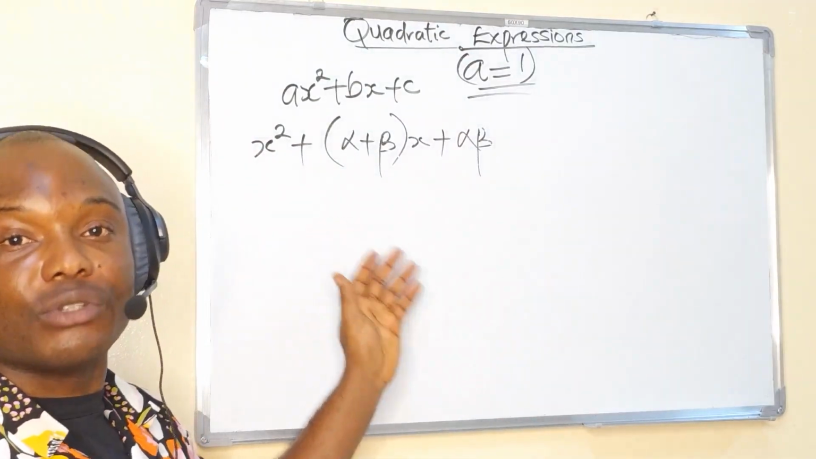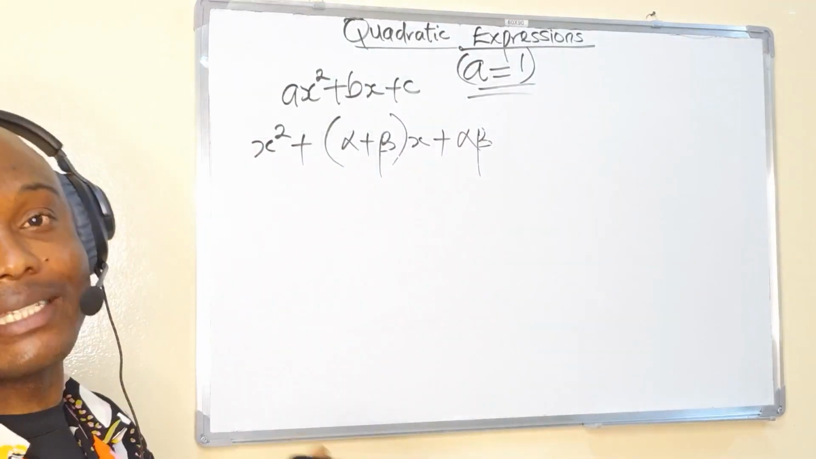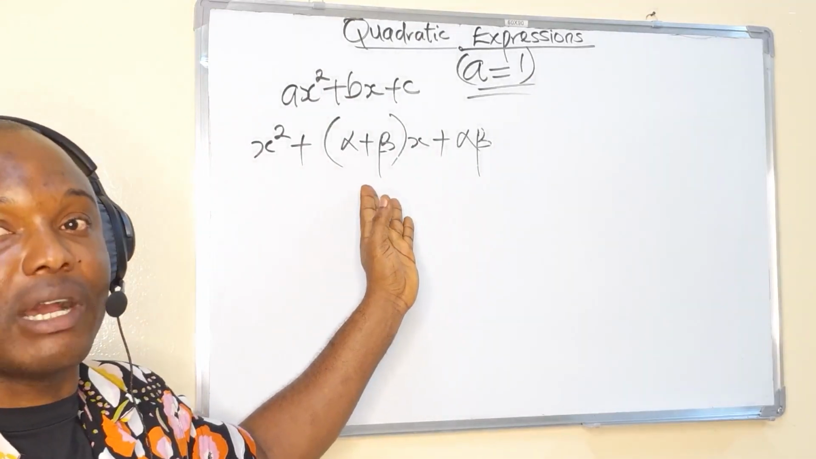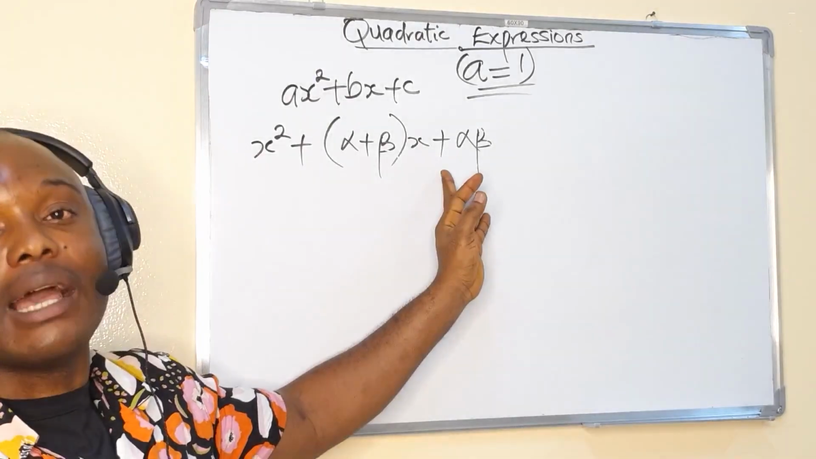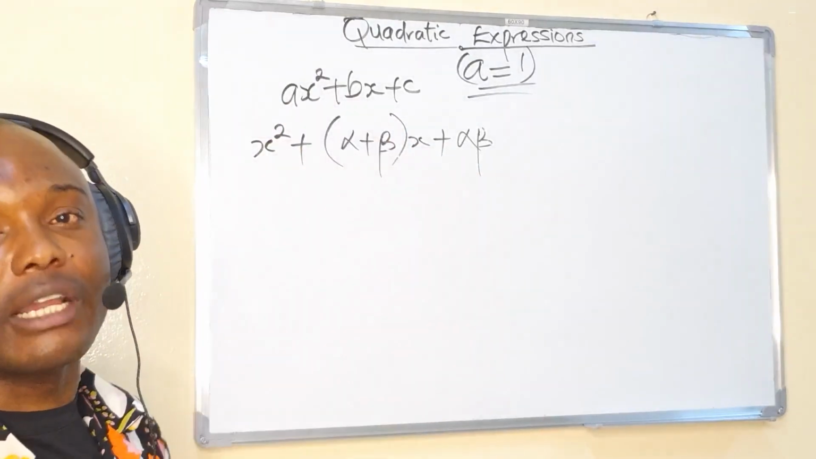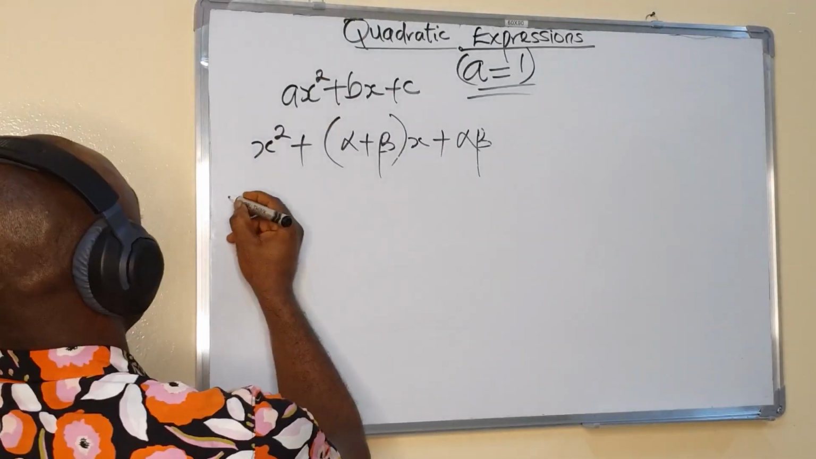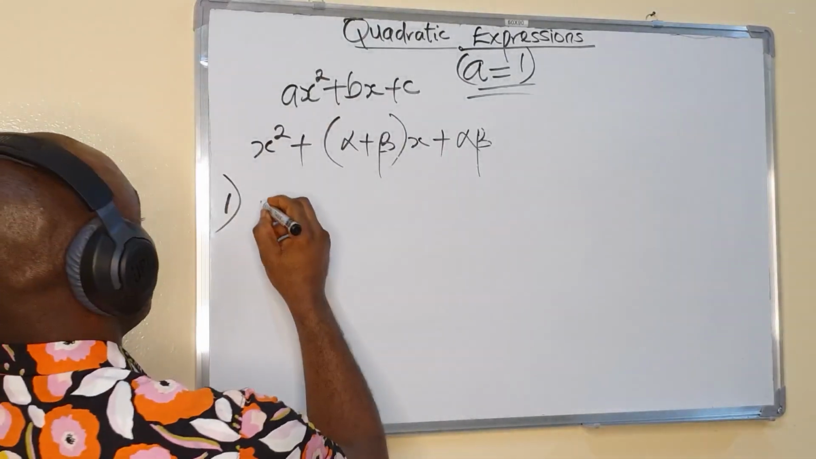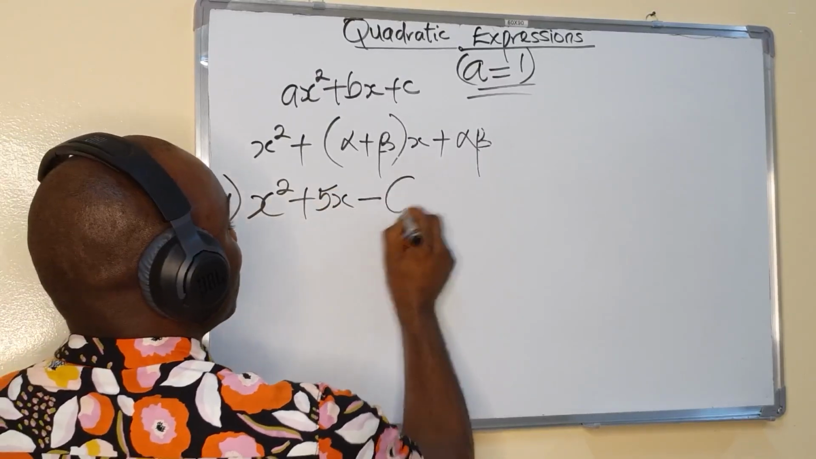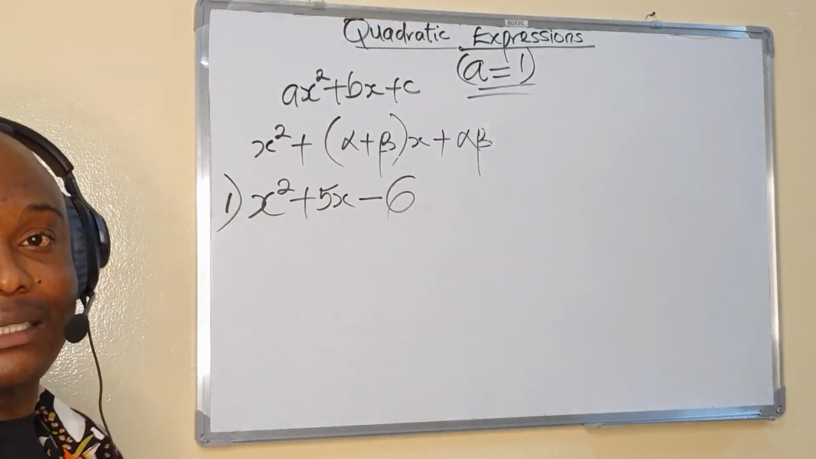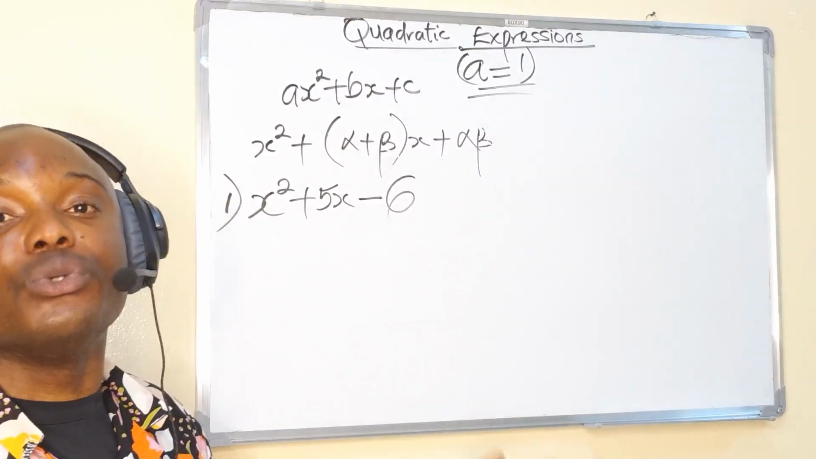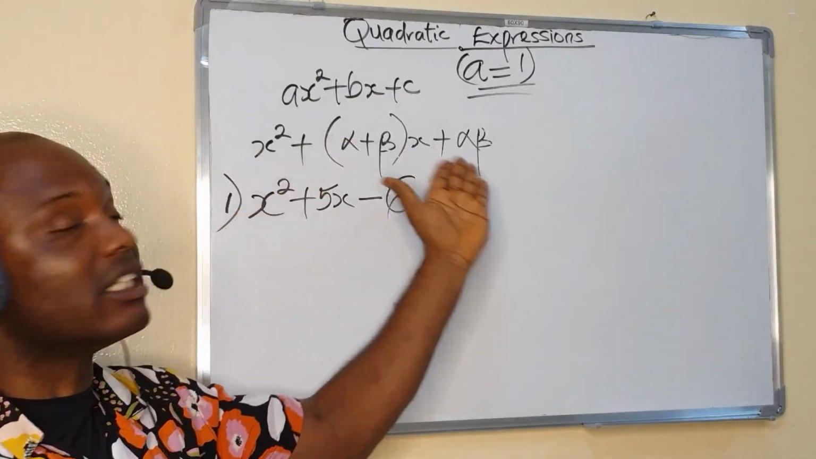Now, to begin with our today's class, let us demonstrate with one example to see how x squared plus open bracket alpha plus beta close bracket x add alpha beta will help us to work out factorization of algebraic expressions. Take a look at this example. Example number 1. Let's say we are given an expression x squared add 5x minus 6, and we are asked to factorize this quadratic expression. How do you do that? How do you make it appear in this form?